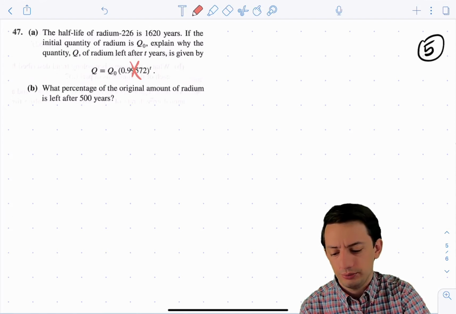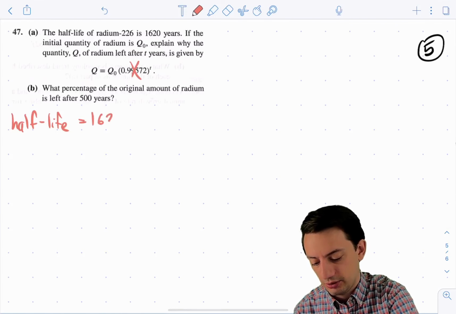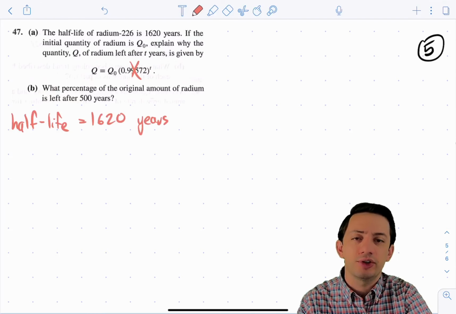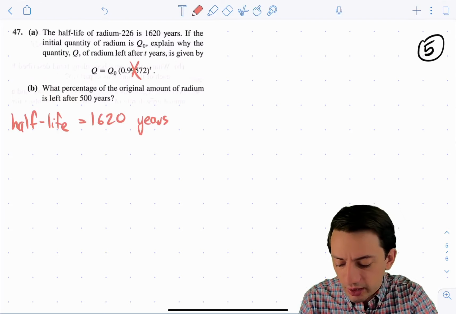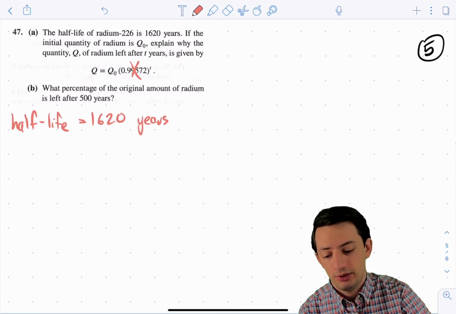So what we know is the half-life is 1,620 years. I always like to summarize the important information before I start, because then if I don't know what to do, I can look at everything that I've written and stare at it and maybe see how some of the puzzle pieces fit together. So what does it mean for something to be a half-life? It means after that amount of time, the amount left is half of what you started with.